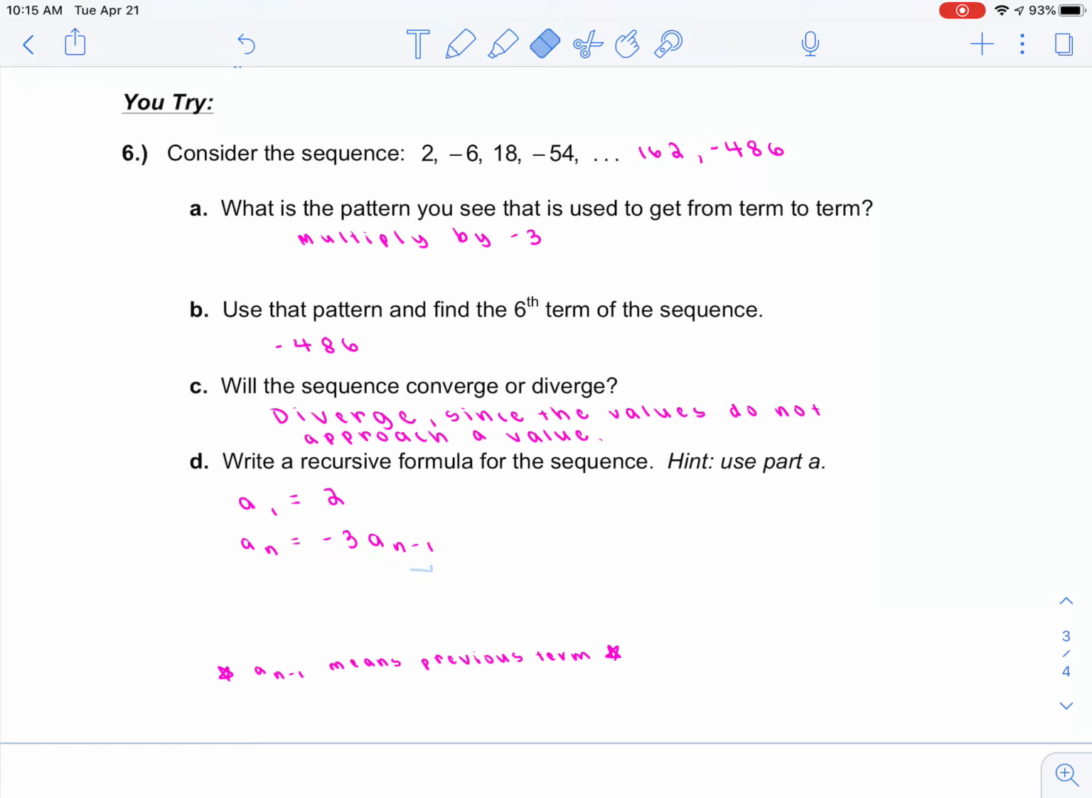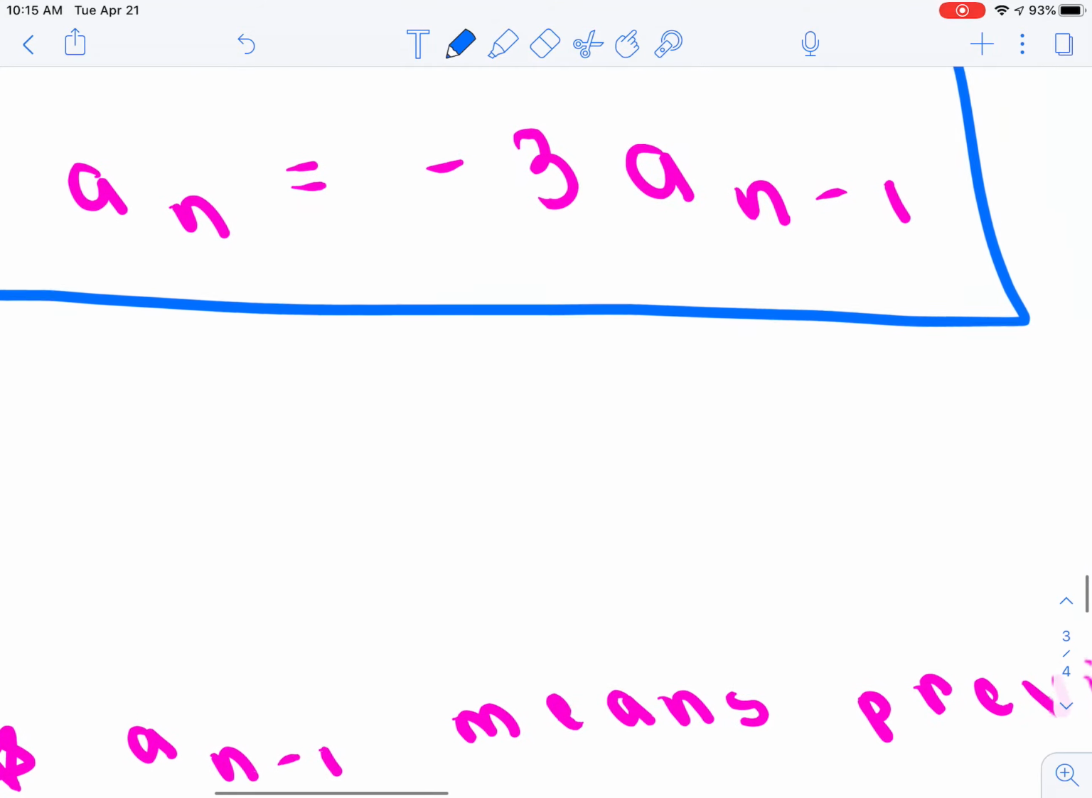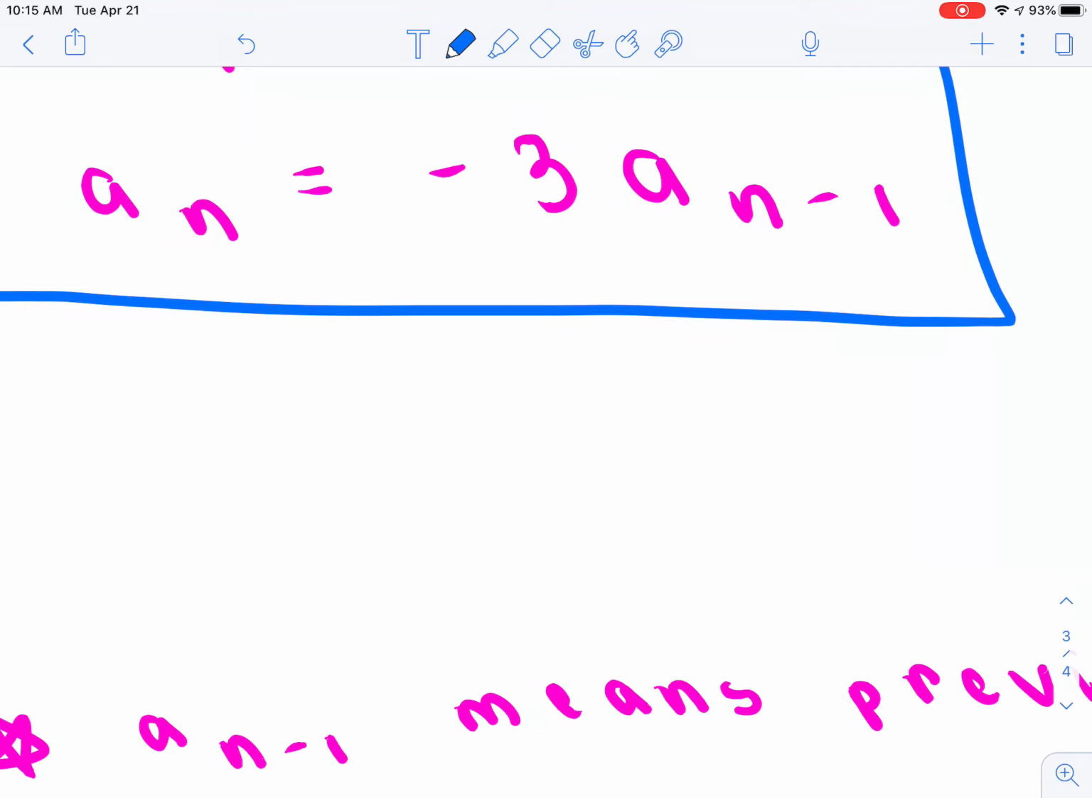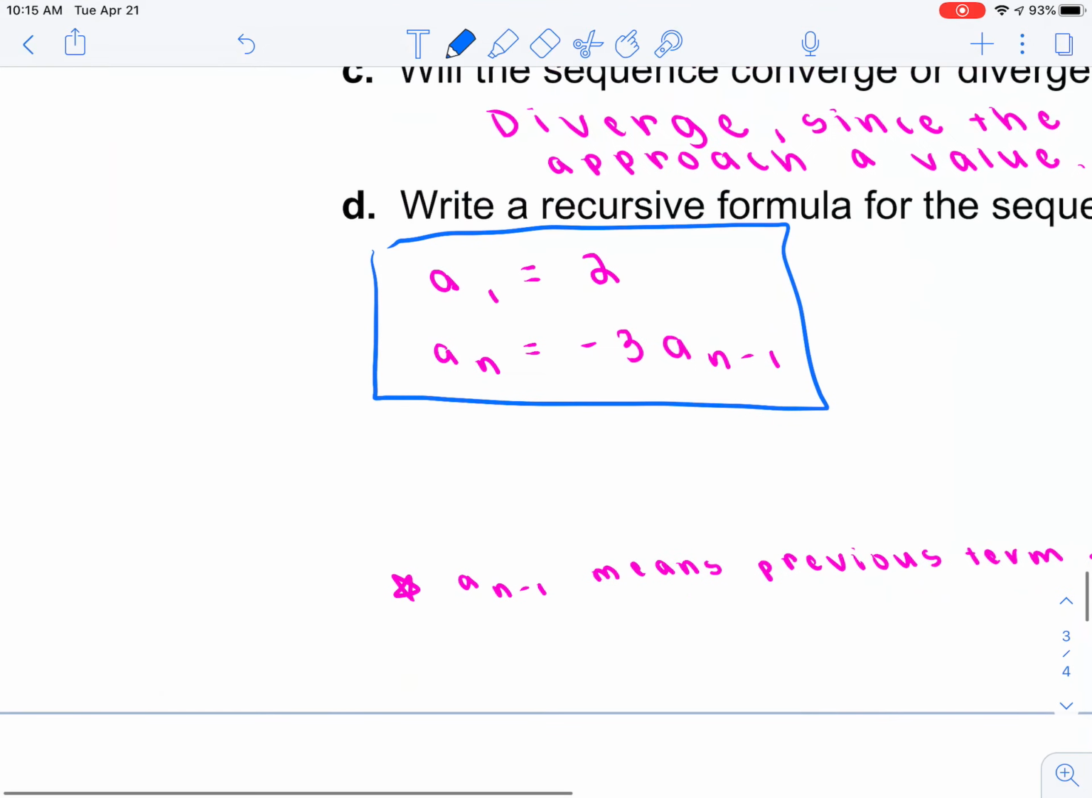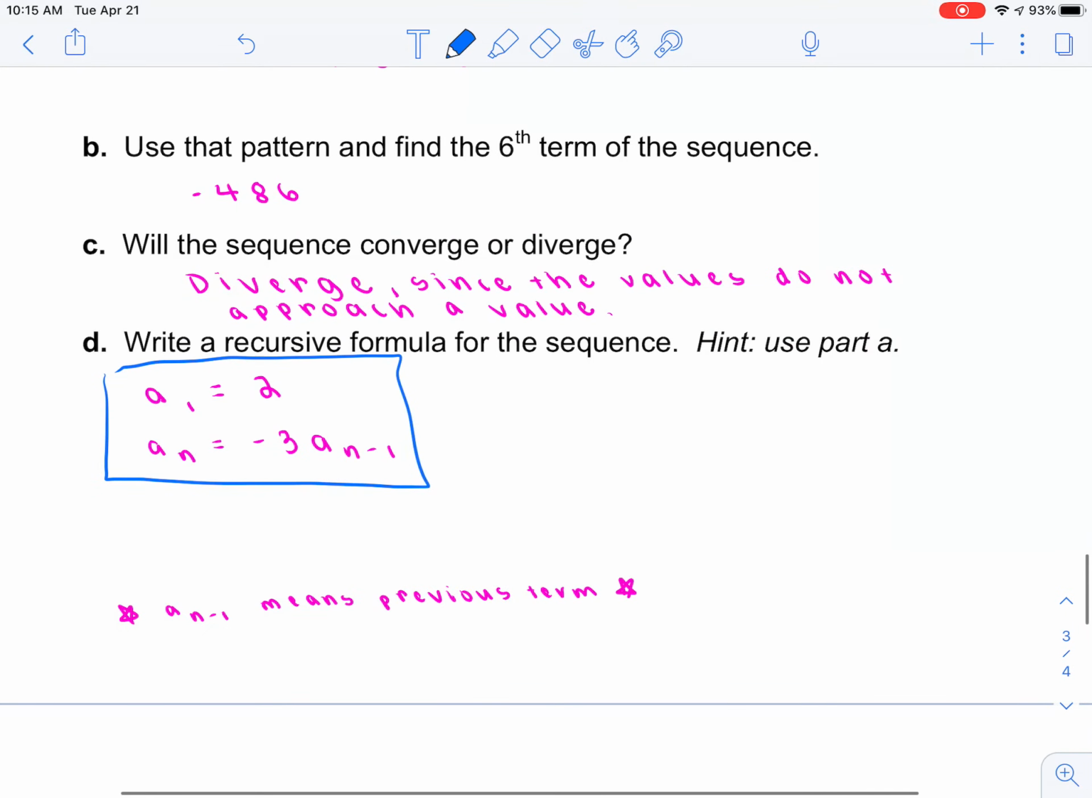And yes, both pieces need to be there. If you did not have a sub 1 equals, imagine someone trying to use your rule if that wasn't there, and I just had this. There's nothing I can do, because if I wanted to find the second term, I would need to know the first term, and there's nothing given to me. So you have to give that first term for this.